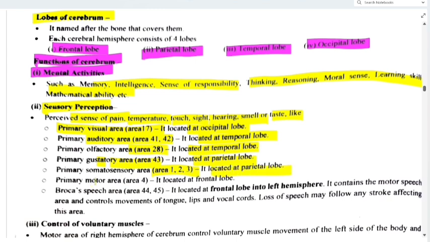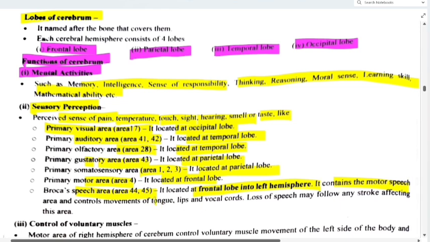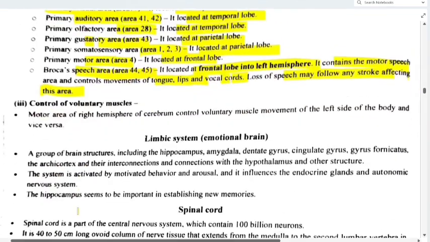Then motor area, area 4, it is located at frontal lobe. Then Broca's speech area, that is area 44 and 45, it is located at frontal lobe in left hemisphere. And it contains the motor speech area and controls movement of tongue, lips and vocal cords. Loss of speech may follow any stroke affecting this area. Clear? So these are the sensory perception, that is sense, temperature, touch, sight, hearing, smell and taste. So it is clear now.